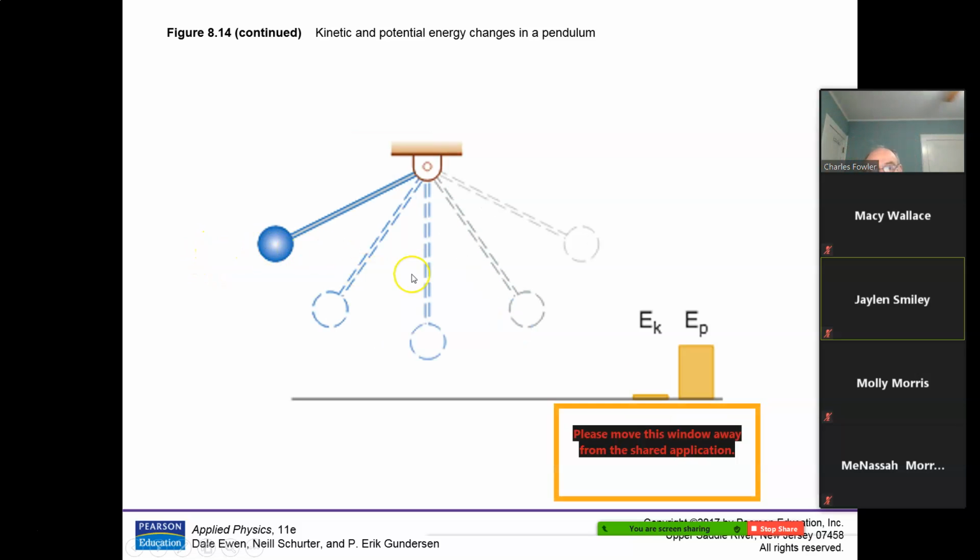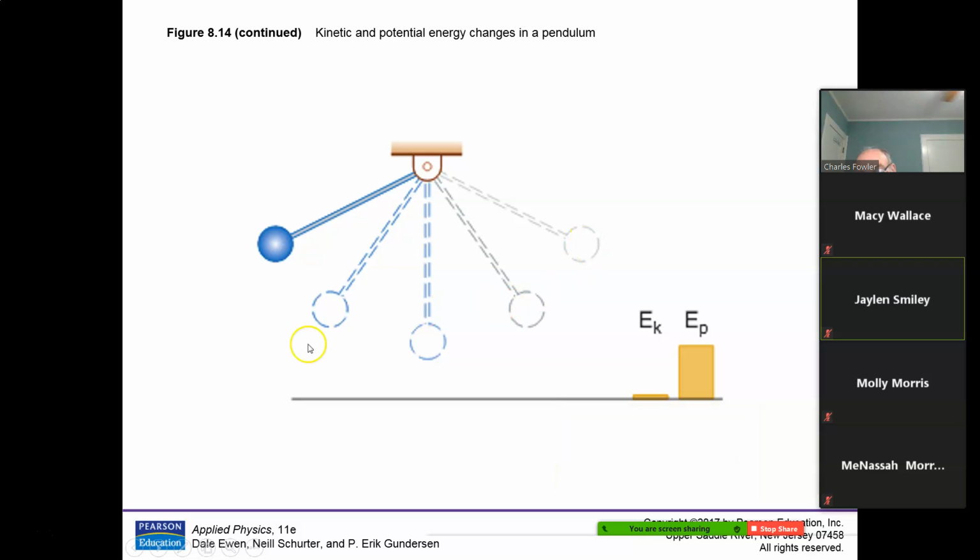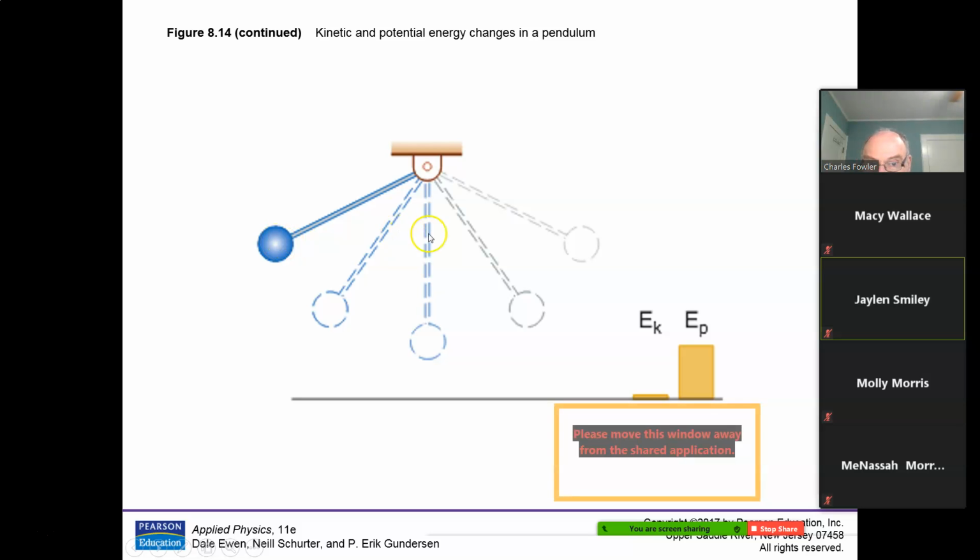You went from maximum gravitational potential, 0 kinetic, to about 50-50, to all kinetic, 0 gravitational potential, back to around 50-50, and then back up here, and now it's all gravitational potential energy. No kinetic energy, because if it had none here, it won't have any here because the gravitational potential is the same at both levels. So whatever the kinetic was here has to be the same here.